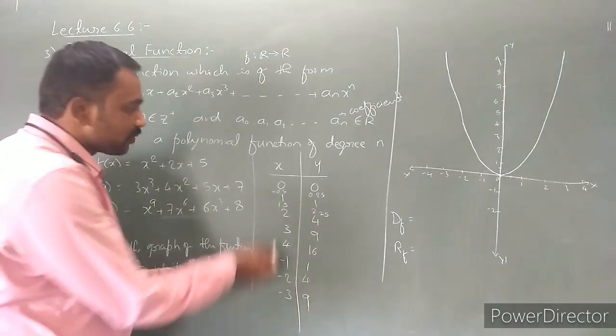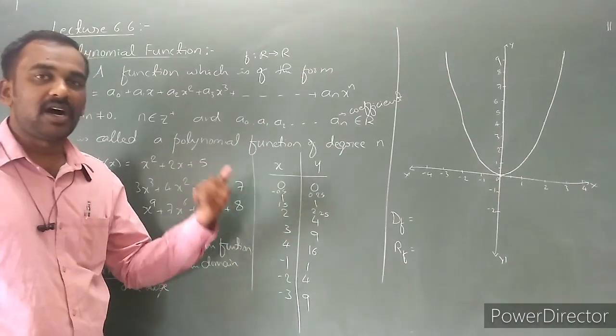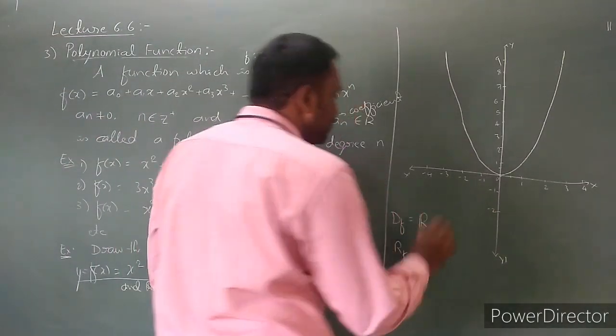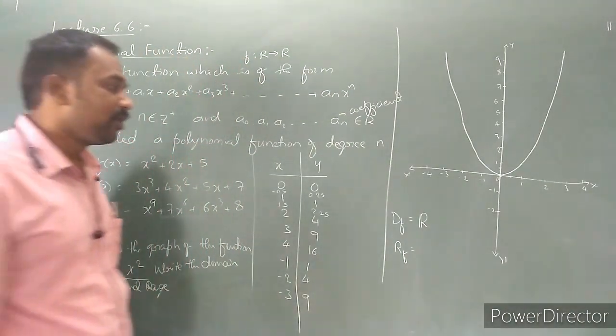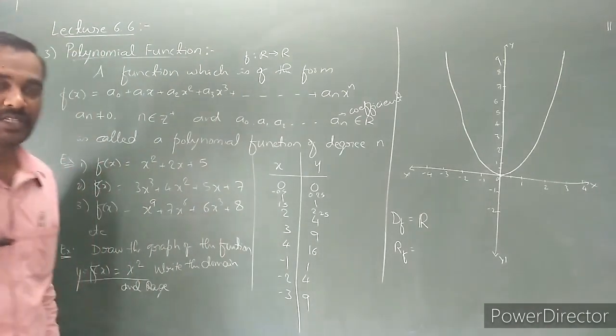Domain means x values. What are the x values you are choosing? You are choosing x values as all the real numbers. Yes, obviously. The domain of the function is the set of all the real numbers.